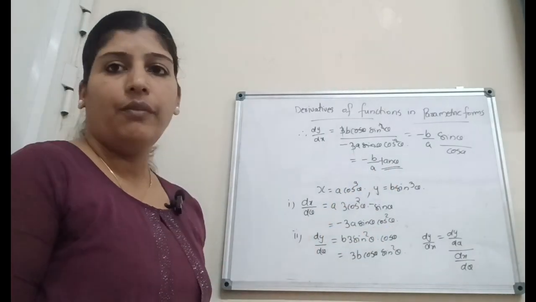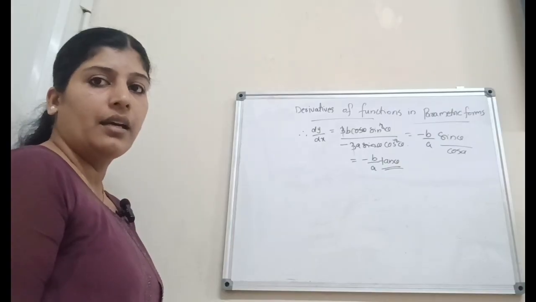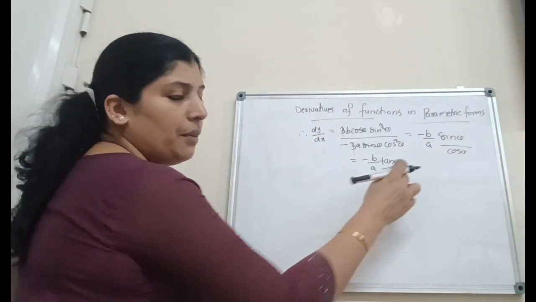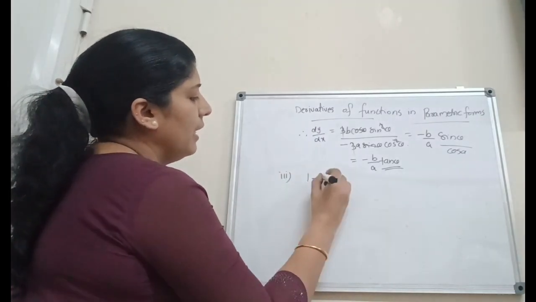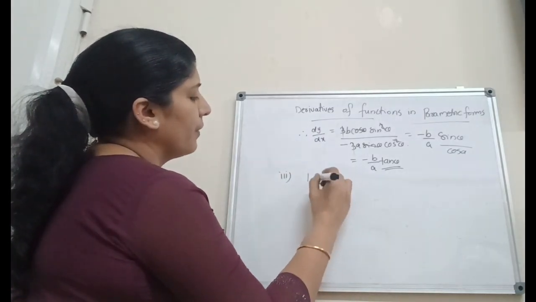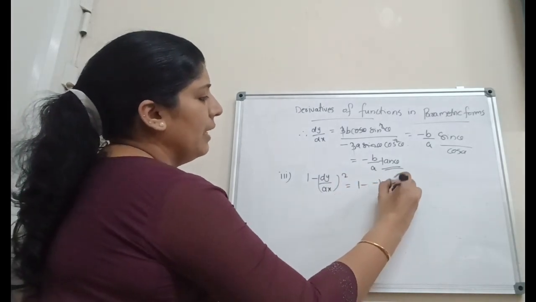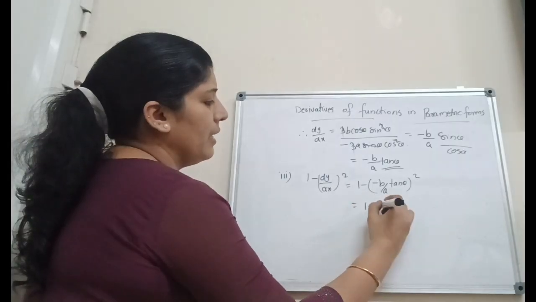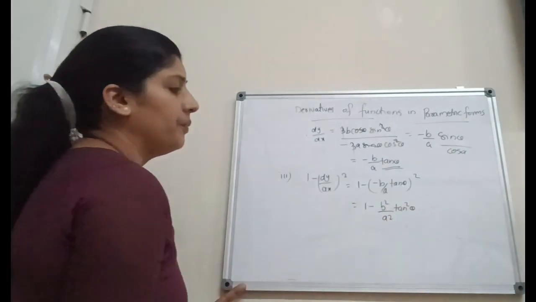Therefore it is verified. Next, third question, find the value of 1 minus dy by dx whole square when theta is equal to pi by 4. That is here dy by dx equal to minus b by a tan theta. Therefore 1 minus dy by dx whole square, that is 1 minus minus b by a tan theta whole square. That is equal to 1 minus b square by a square into tan square theta.